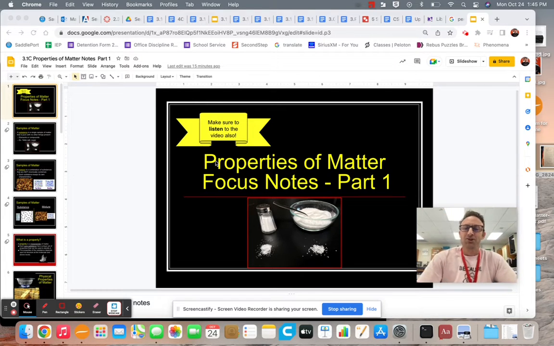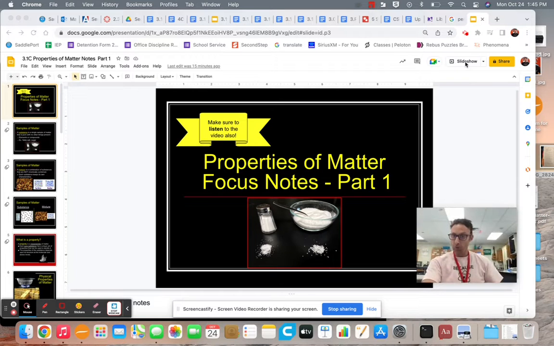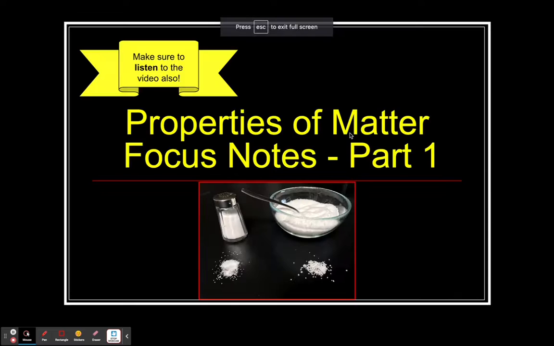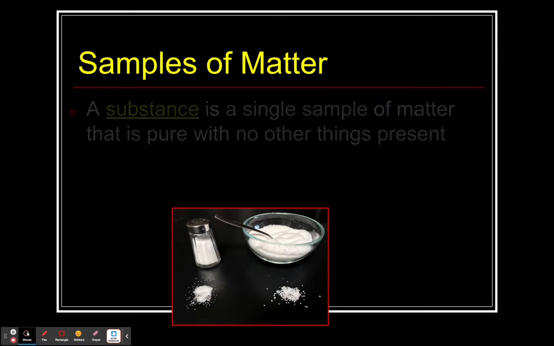All right, let's get going today. The paper that you're going to need is this one. It says 3.1b, properties of matter notes, and you'll get it from the front of the room. Please make sure to slow down and pause as you need. Samples of matter is review, so you don't have to write anything right now. We can draw some things in just a little bit.